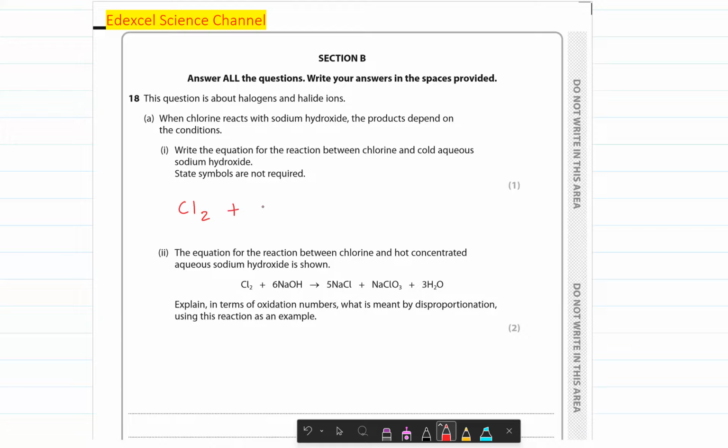So chlorine will react with sodium hydroxide and form a salt, okay, added with the halate 1 ion, which is NaOCl, and there will also be water. Okay, you can actually write it as NaClO, which is also fine. That's totally up to you.